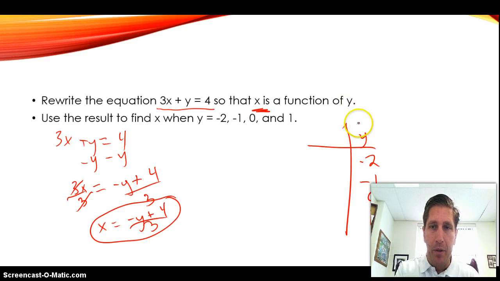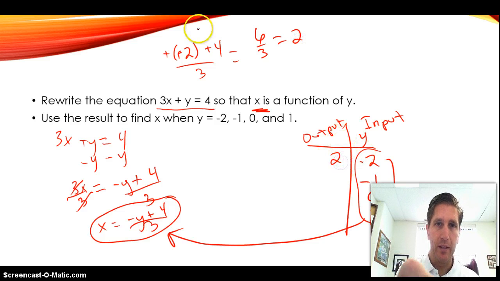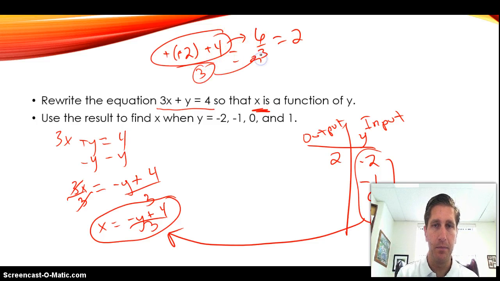So this is going to be our input here. Whenever they give you the information, this is kind of your input, and then you're going to have an output. So we have to plug this in 4 different times into this equation to come up with our output. When I plug negative 2 in for y, it's the negative of negative 2 plus 4, divided by 3. So we add this together, so this is 6 divided by 3, equals 2. Simplify the numerator first, that's how I got the 6, before you include the denominator.